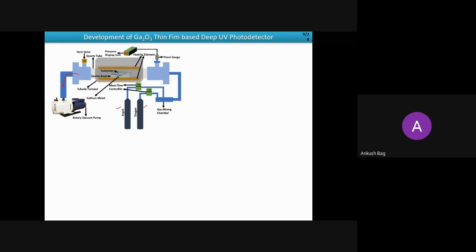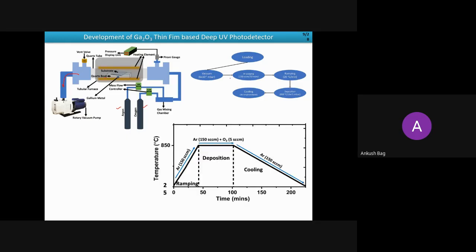Then we have metallic gallium inside the furnace, in a boat, and above this boat we have the substrate placed. At certain process parameters, we get deposition of gallium oxide on this substrate. These are the process steps we follow to develop the gallium oxide film, and this is roughly the temperature profile we follow to get a good quality gallium oxide thin film.